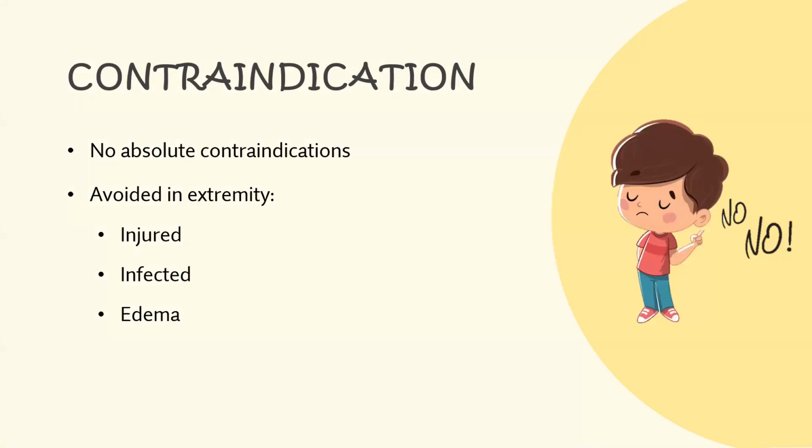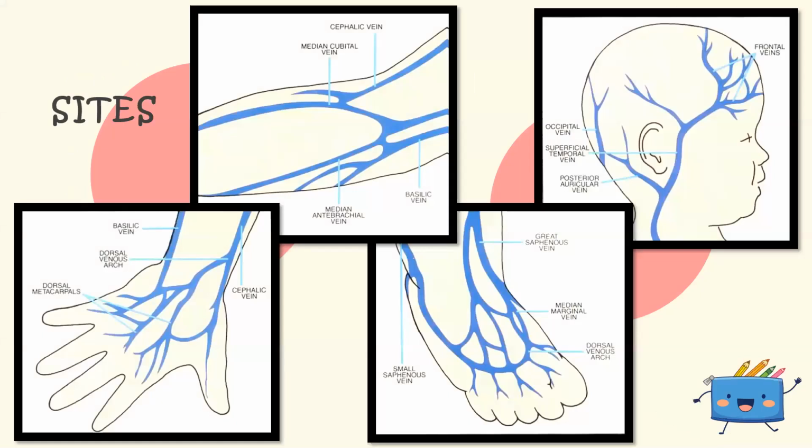For the contraindication, I think this also I need to change. Infection could be a contraindication, and it should be avoided in injured and also edematous extremities. Okay, next. For the site, as you can see, it is the same as the venipuncture. But here you can also see others like the foot and the scalp vein. Again, it is not common to do IV cannulation at this site. However, we can do it at this site if other veins are not accessible.